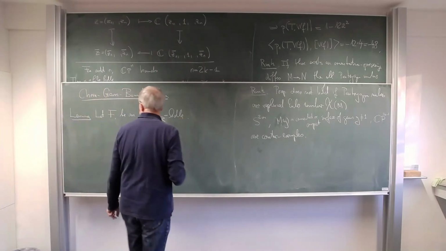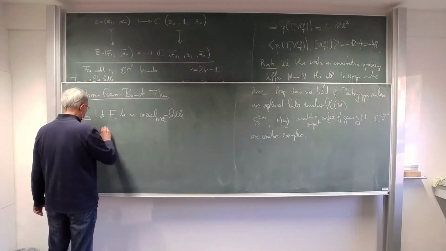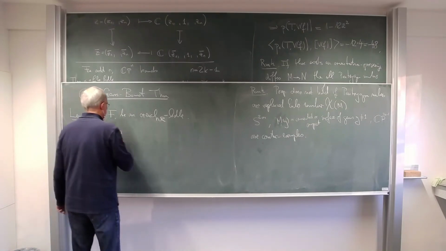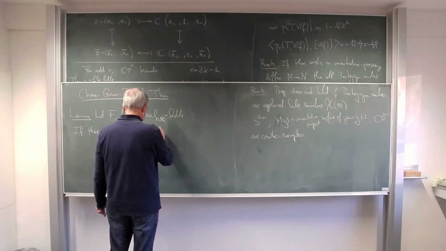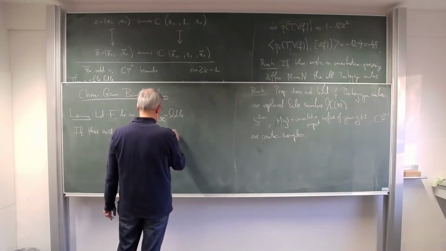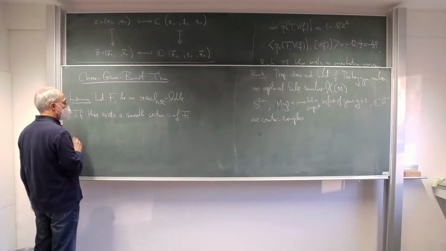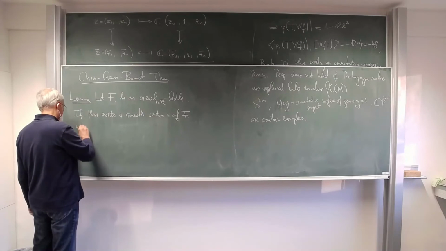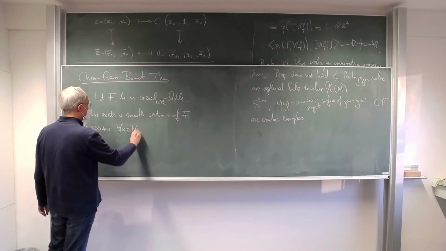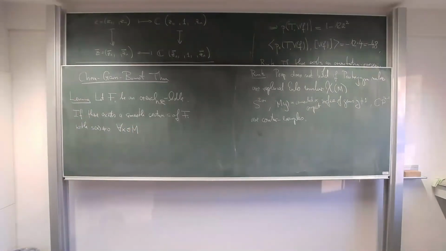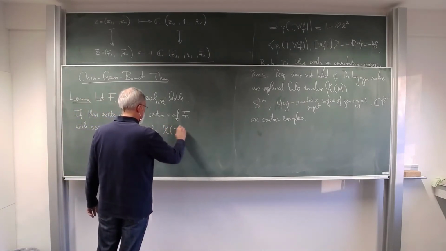And then the statement is: if there exists a smooth section, actually continuous will suffice, a smooth section s of F which is nowhere vanishing, so with s(x) not equal to 0 for all x in M, then the Euler class of F vanishes.